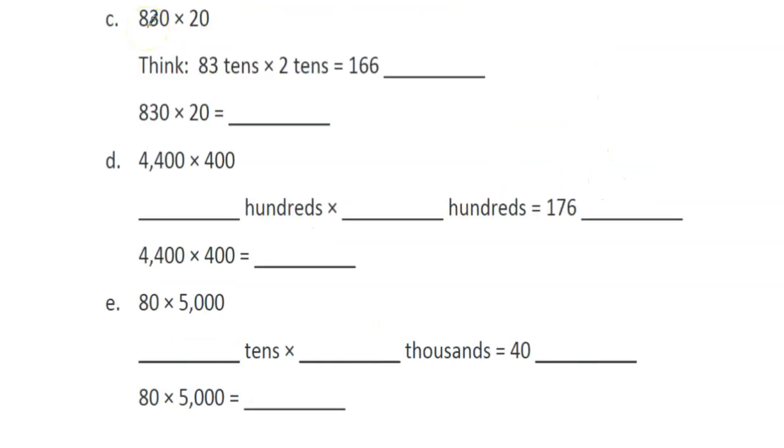C says 830 times 20. Well, I know some basic facts here. I can multiply 2 times 3, and I get my 6. And then I multiply 2 times 8, and I get 16. So I know that it's going to be 166, and they gave us that. So let's take a look here. Now I have tens times 10. Well, we know 10 times 10 is going to be 100, so it's going to be 166 hundreds.